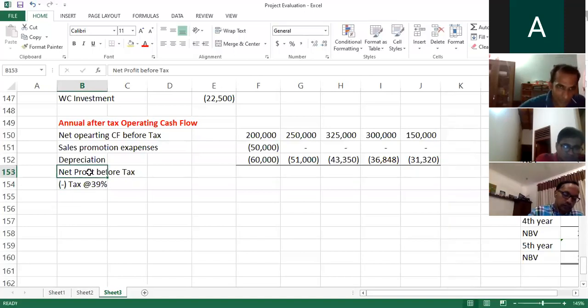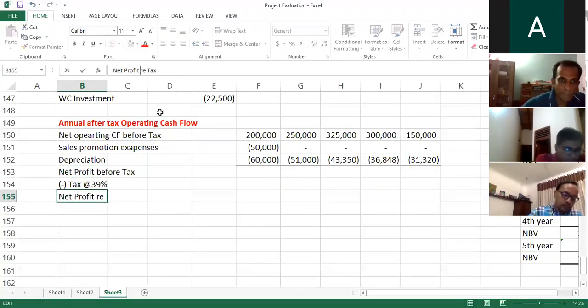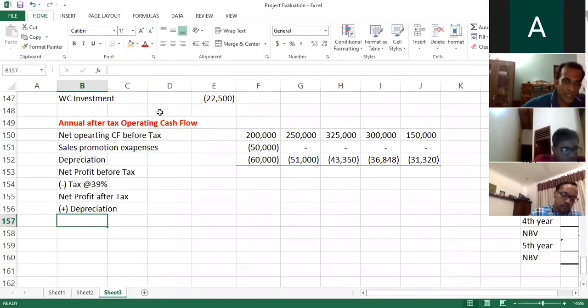Then we get net profit after tax. When you get the net profit after tax, then what you have to do? You have to add depreciation. When you add depreciation, then what is the value you get? You get net operating cash flow after tax.